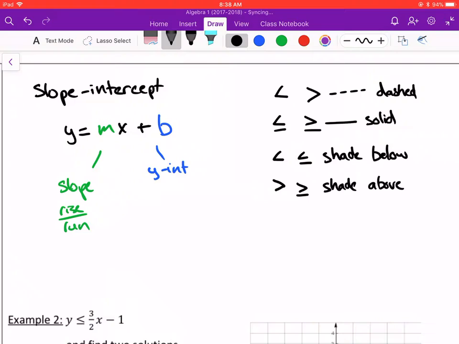All right, so there's kind of like 3 steps to this. You always want to make sure it's in slope-intercept form. Make sure what type of line it is, and then where you shade.